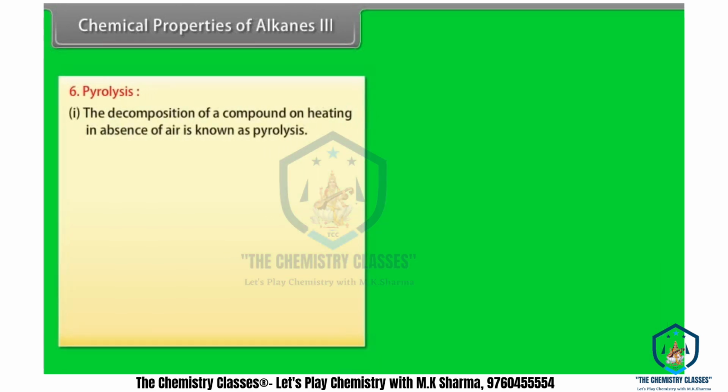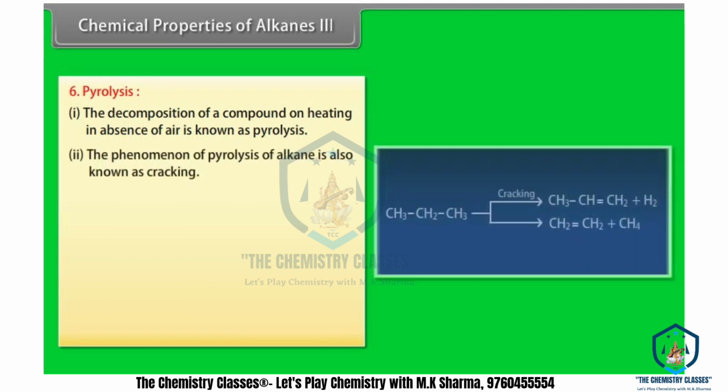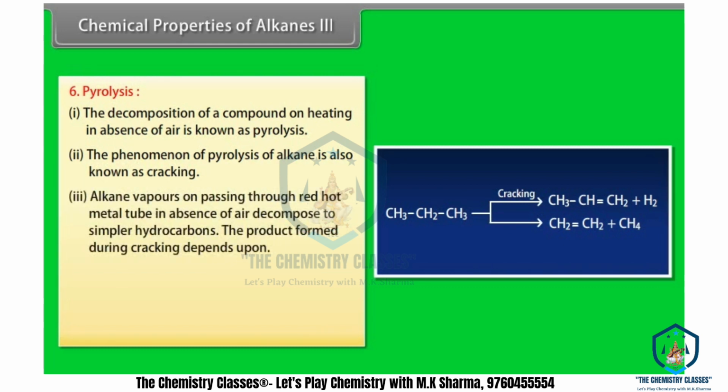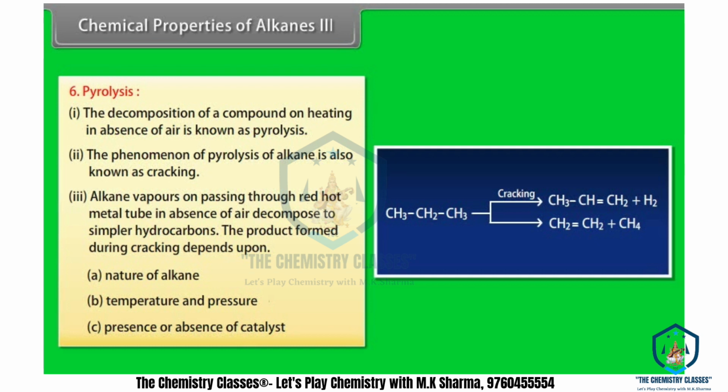Pyrolysis. Number 1. The decomposition of a compound on heating in the absence of air is known as pyrolysis. Number 2. The pyrolysis of alkanes is also known as cracking. Number 3. Alkane vapors, on passing through a red-hot metal tube in the absence of air, decompose to simpler hydrocarbons. The products formed during cracking depend upon: A, the nature of the alkane; B, temperature and pressure; C, presence or absence of a catalyst. Here is an example of cracking.